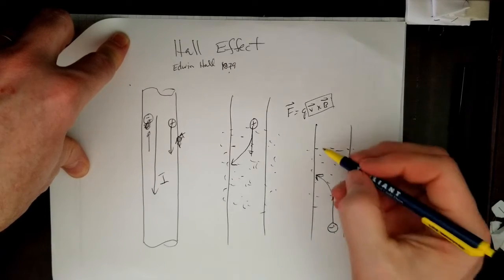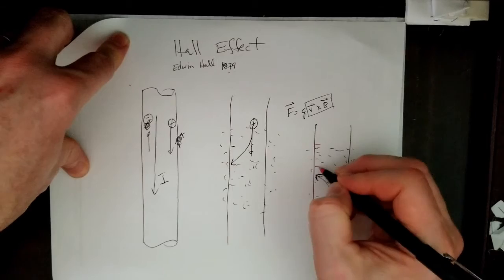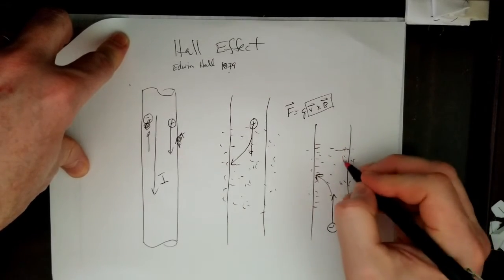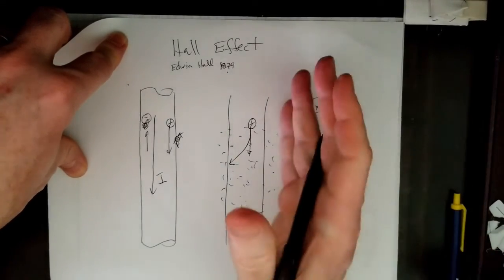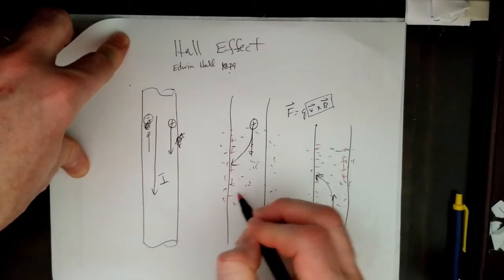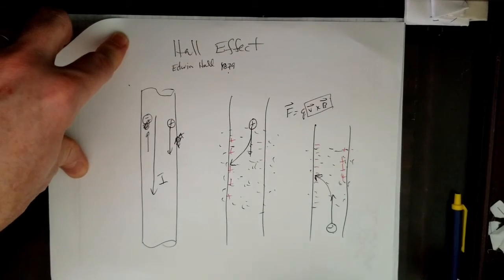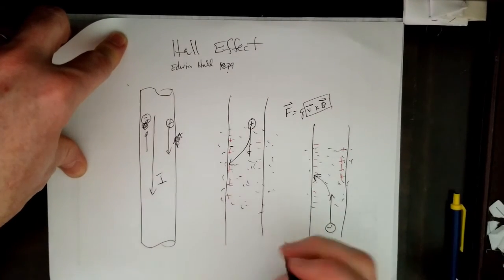So now I will either have more negative charges over here and more positive charges over here as charges slowly drift over, or in this case I'll have more positive charges on the left side, leaving more negative charges on the right side. And so now I could then measure the potential difference between the two.